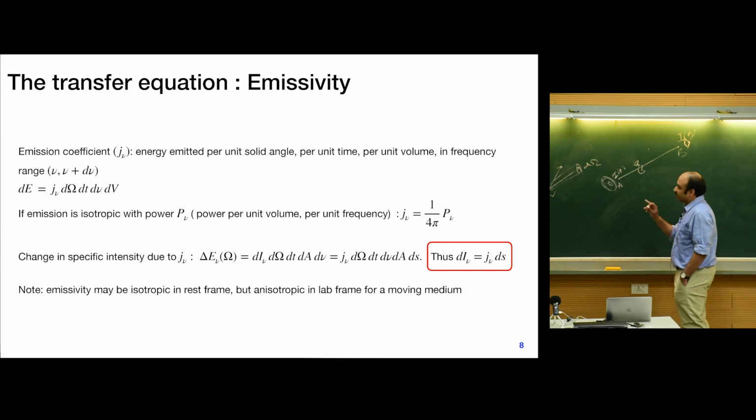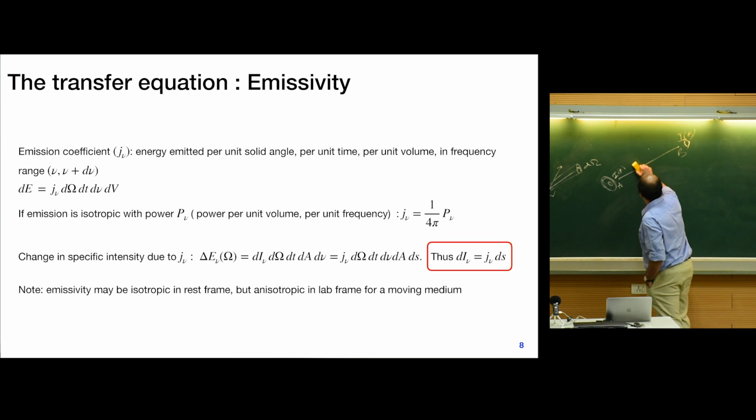Now remember, J nu is per unit volume. So this, I'll redraw this part. It's a big volume element here, and each point here has some J nu. It can depend on space. It can also depend on time. I'll come to the temporal change soon. But let's say that everything is static in time, but it's changing in space.